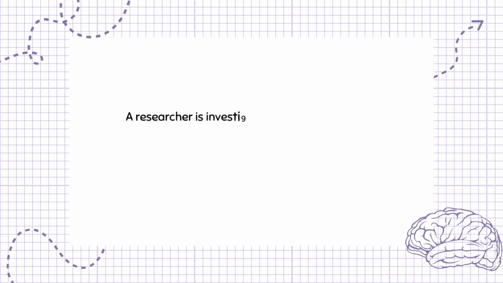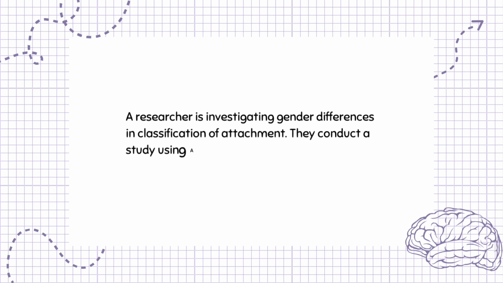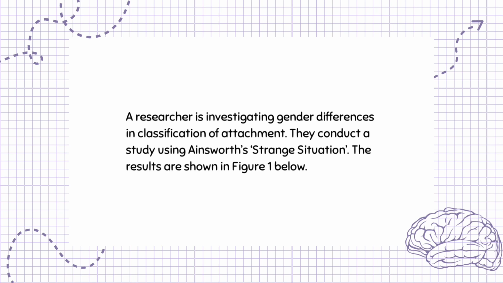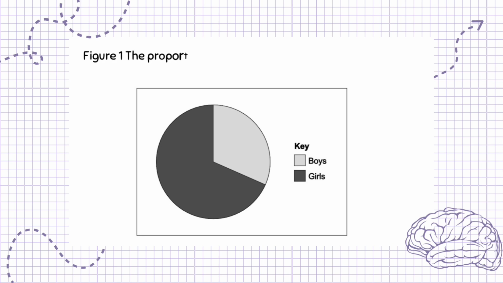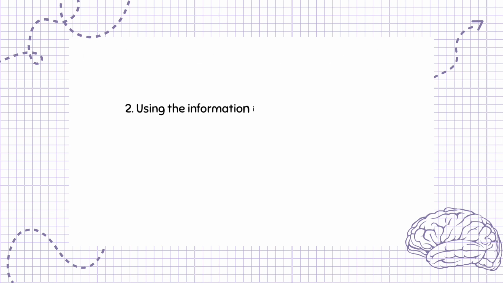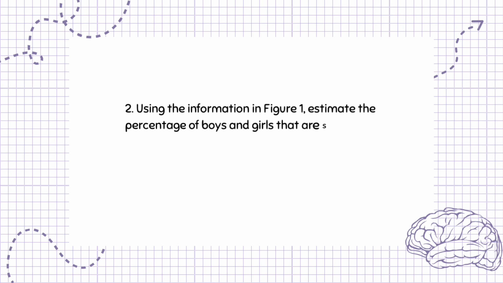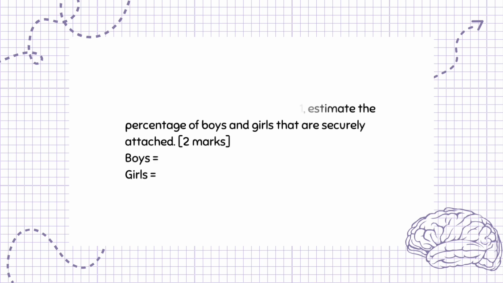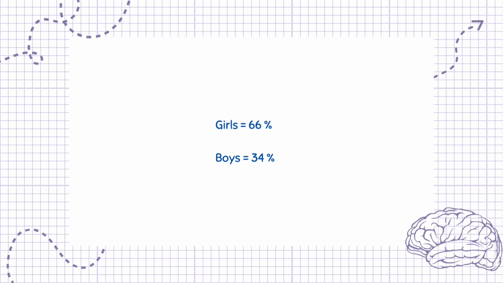A researcher is investigating gender differences in classification of attachment. They conduct a study using Ainsworth's strange situation. The results are shown in Figure 1 below. Figure 1: the proportions of boys and girls who are classified as securely attached. Question 2. Using the information in Figure 1, estimate the percentage of boys and girls that are securely attached. 2 marks. Girls equals 66%. Boys equals 34%.